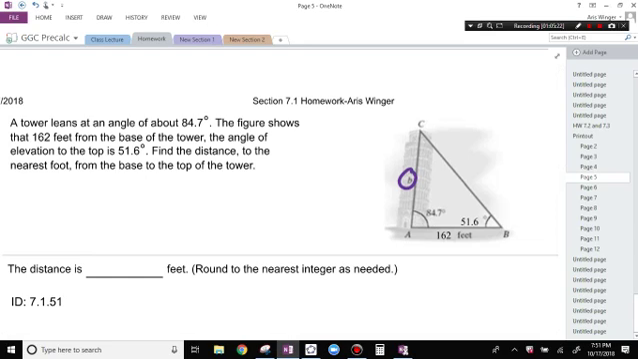But it says a tower leans at an angle of 84.7 degrees. The figure shows that 162 feet from the base of the tower, the angle of elevation to the top is 51.6 degrees. Find the distance to the nearest foot from the base to the top of the tower. Yeah, we're looking for B, and it's the same thing. We'll break there. We'll come back. We'll answer the question: if I give you all the sides, how can I find every angle? If I give you 2 sides and the angle in between, how can I find every angle and every side? It's called the law of cosines. I'll derive it, and then we'll use it, and then we'll end for today.